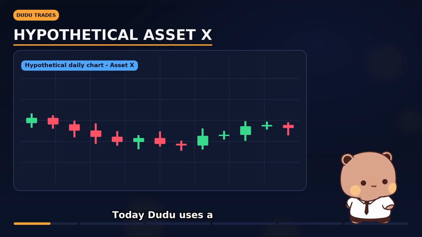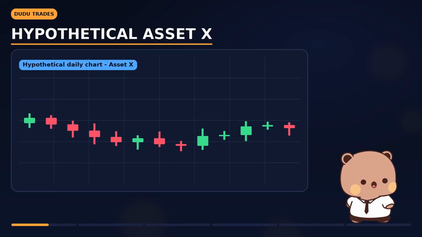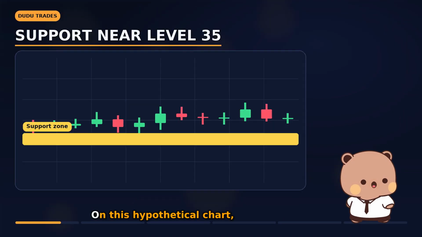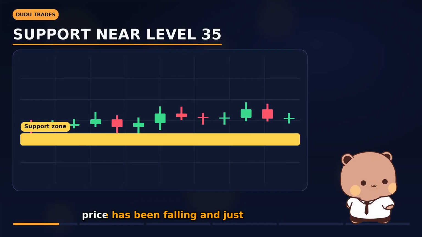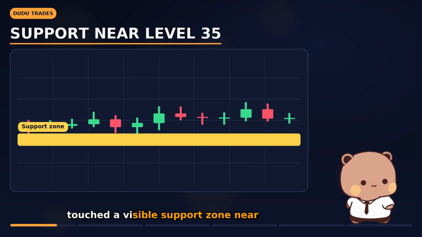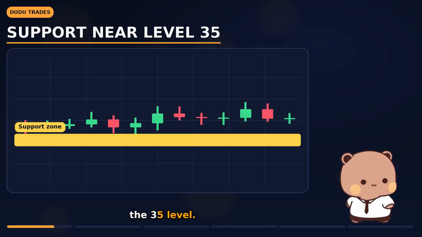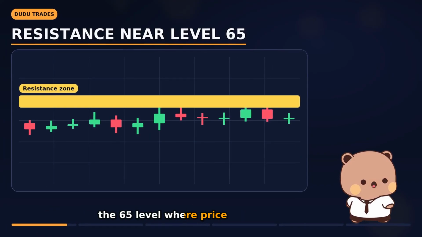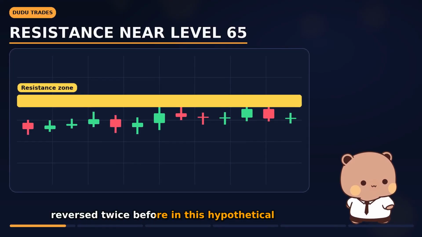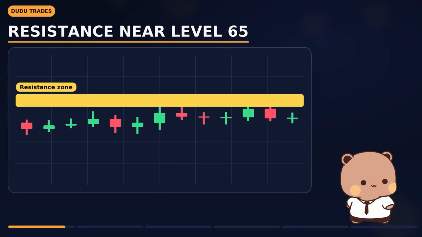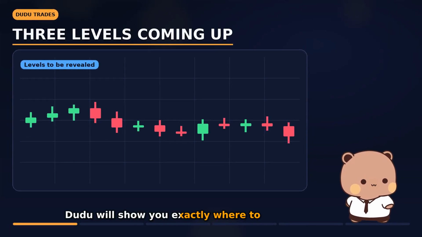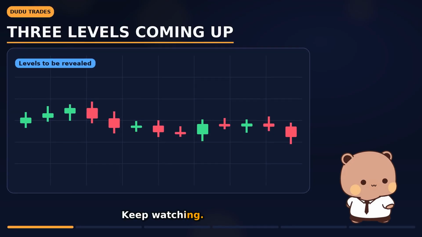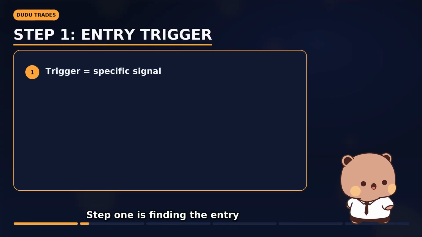Today, DUDU uses a hypothetical daily chart of a fictional asset called Asset X to walk through the whole process. On this hypothetical chart, price has been falling and just touched a visible support zone near the 35 level. There is also a resistance zone near the 65 level, where price reversed twice before in this hypothetical scenario. Open loop, DUDU will show you exactly where to put all three levels on this chart. Keep watching. Step 1 is finding the entry trigger.